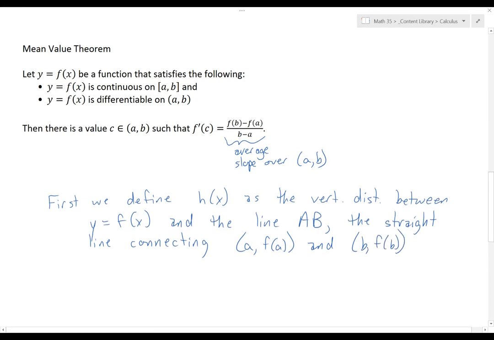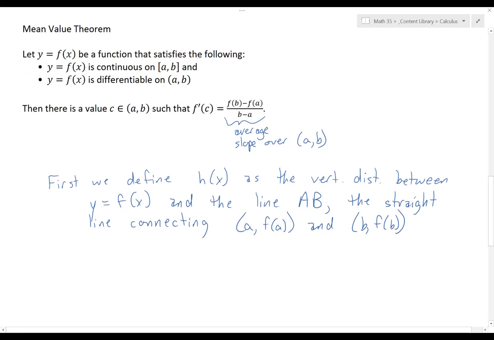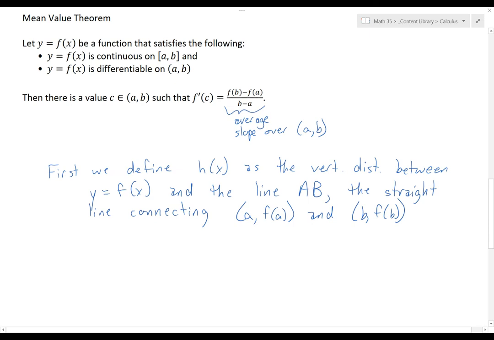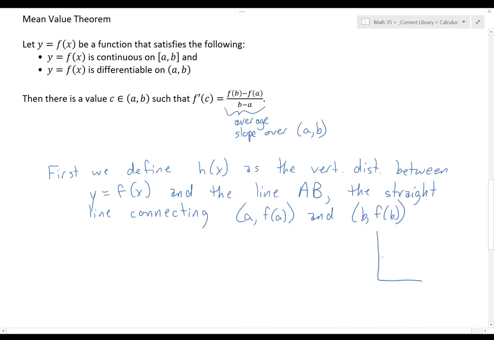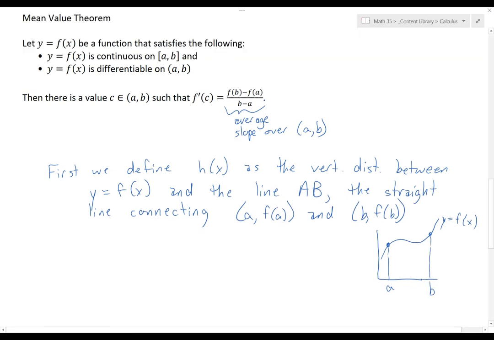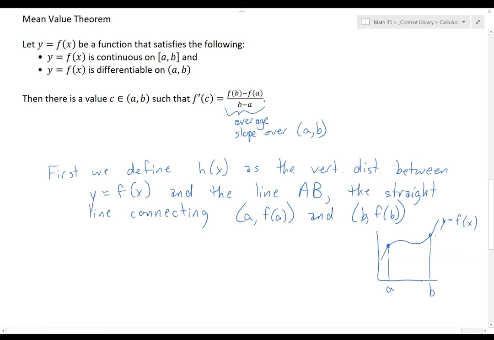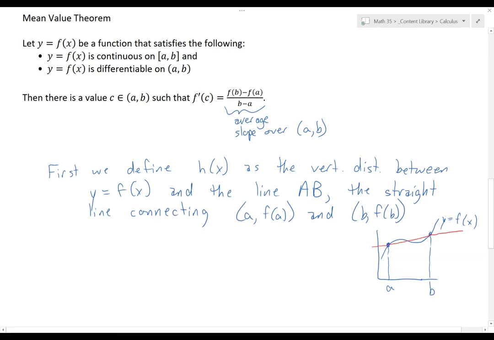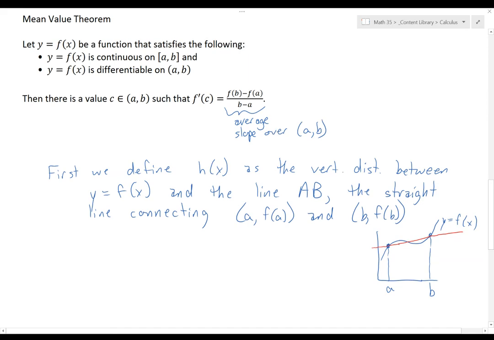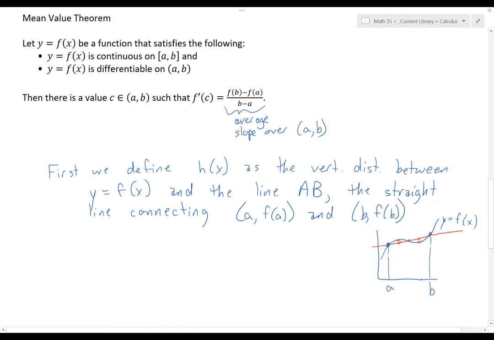So essentially, I'm calling the one endpoint of this interval A and the other endpoint of this interval B, and I'm drawing a straight line between them. So as an example of what this might look like, if this is my function y equals f of x, and I have A and B, whatever they are, then the line AB is just the straight line connecting those 2 points. And h of x is defined as the vertical distance between those 2 things, wherever that might be. Where they intersect, h of x is 0.